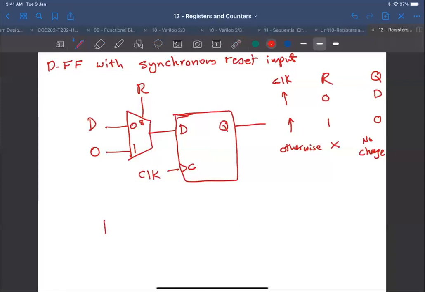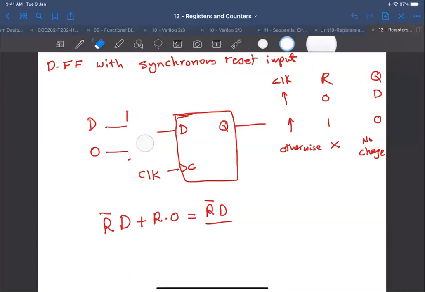So when R is 0, I pick what? I pick D, right? And when R is 1, I pick what? 0. And algebraically, this is equal to R complement D. So it's nothing but an AND gate. This multiplexer is nothing but an AND gate. You can replace it with an AND gate in which I AND the reset complement with D.